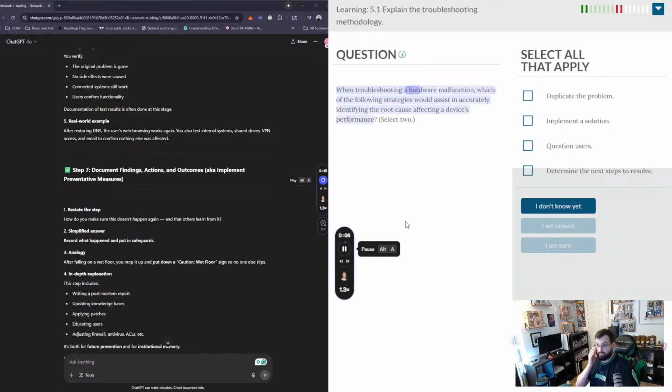When troubleshooting a hardware malfunction, which of the following strategies would assist in accurately identifying the root cause affecting a device's performance? I feel like I had this question. When troubleshooting a hardware malfunction, which of the following strategies would assist in accurately identifying the root cause affecting a device's performance? Implementing a solution.